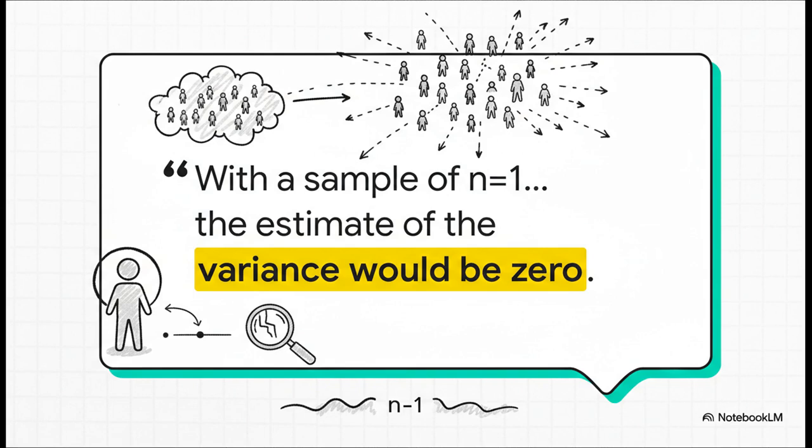This quote makes it super clear. Just imagine you take a sample of one single person. Well, their score is the average, right? So their distance from the average is 0, which means the variance is 0. But that's nuts. It obviously doesn't mean there's zero variety in the whole population. The n-1 correction basically says, hey, a single data point tells you nothing about spread, and it helps correct for the fact that any sample gives you an incomplete picture.